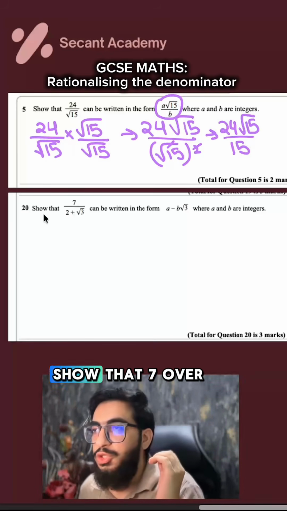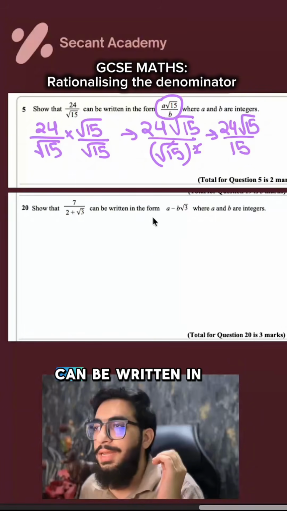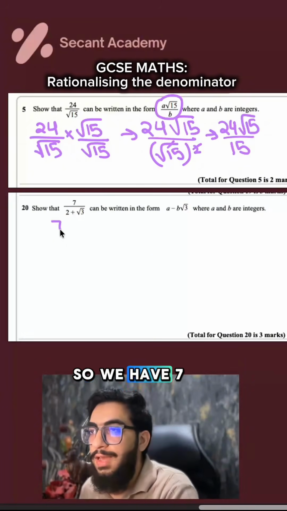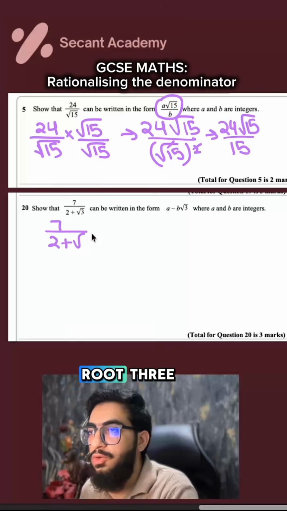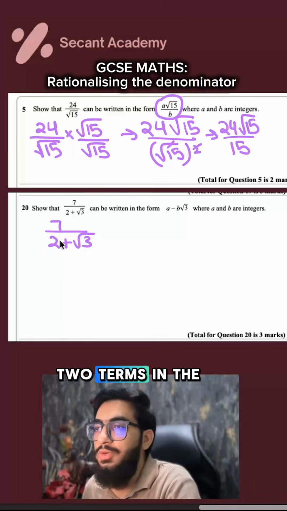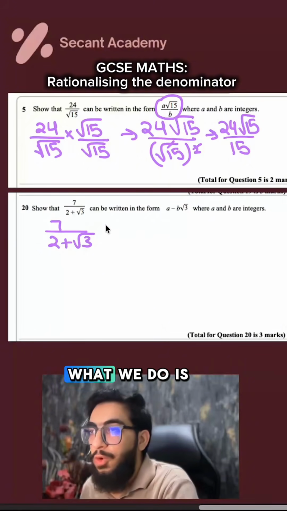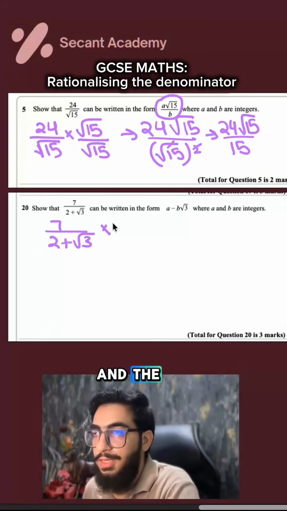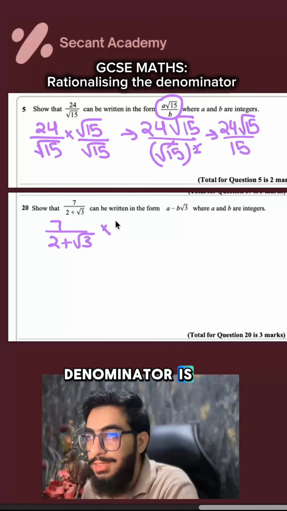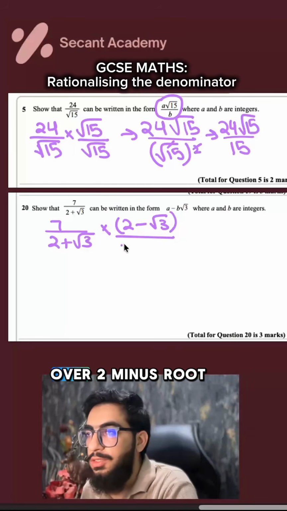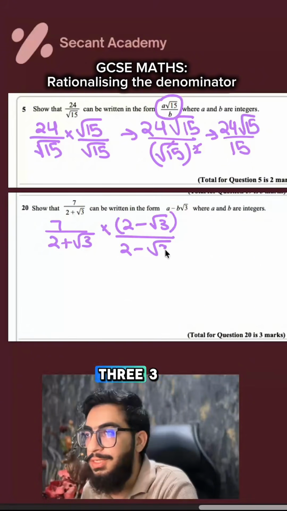So the next question is, show that 7 over 2 plus root 3 can be written in the form a minus b root 3, where a and b are integers. So we have 7 over 2 plus root 3. We still have to rationalize the denominator here, but since there are two terms in the denominator getting added, what we do is we just change the sign and multiply it with the numerator and the denominator. So whatever the denominator is, it will just become 2 minus root 3 over 2 minus root 3.